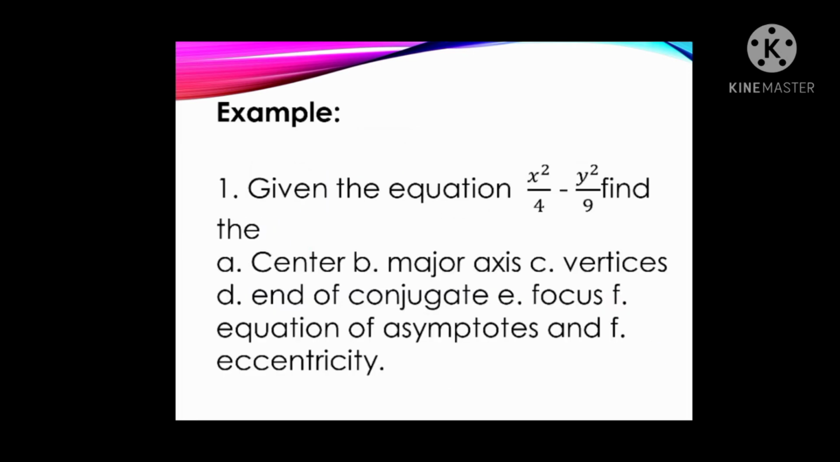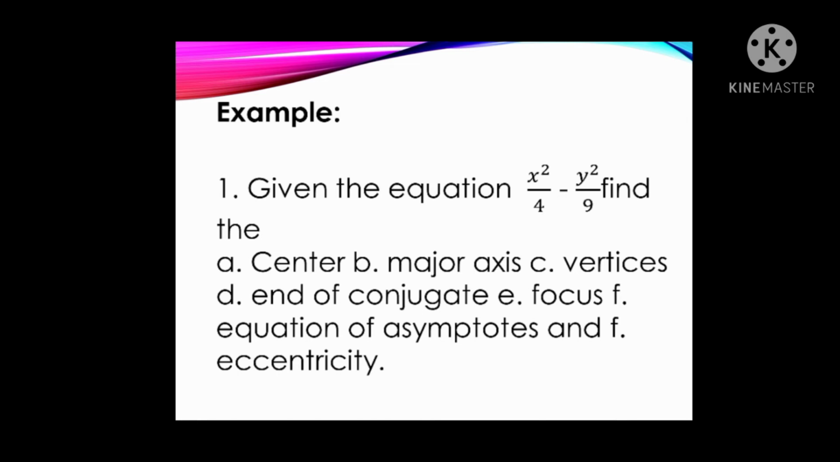So, I have here an example. Given the equation x squared over 4 minus y squared over 9 is equal to 1. Sorry, I did not put the 1 there. Find A, the center; B, the major axis; C, the vertices; D, the conjugate axis; E, the foci; F, the equation of asymptotes; and G, the eccentricity.